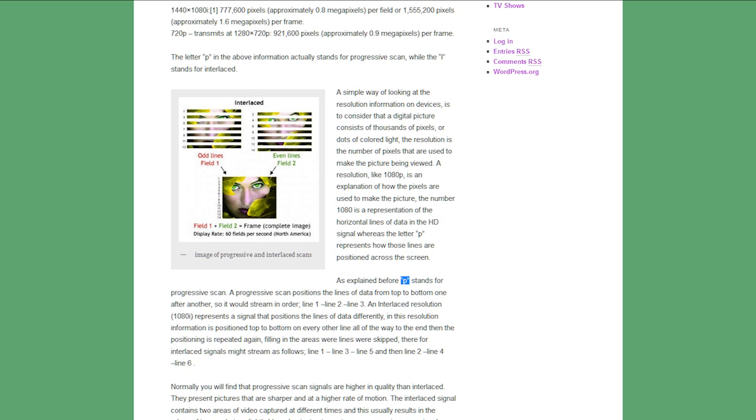As explained before, the P stands for progressive scan. A progressive scan positions the lines of data from top to bottom, one after another. So it would stream in order line 1, line 2, line 3.